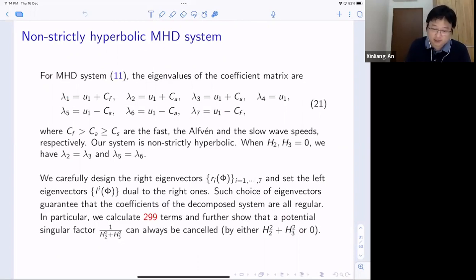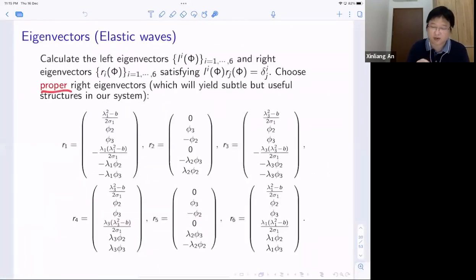And so the CF, CA, and CS correspond to the fast, Alfvén, and slow wave speeds in the MHD literature. So our system is also not strictly hyperbolic. When H2 and H3 are 0, we have lambda 2 equal to lambda 3, and lambda 5 equal to lambda 6. Compared with the elastic wave, where after trying we are confident that we find the right eigenvector and the argument should work.